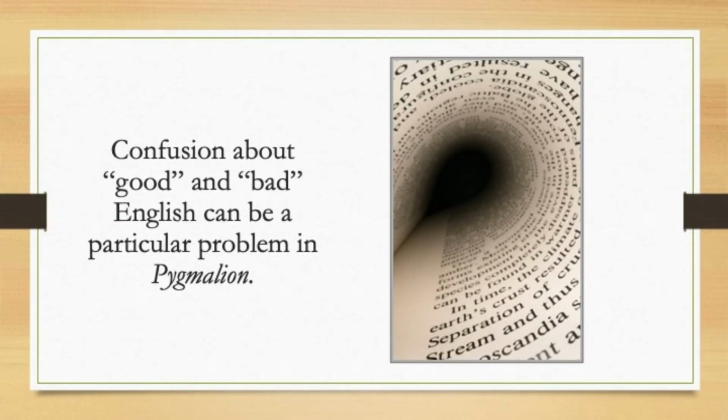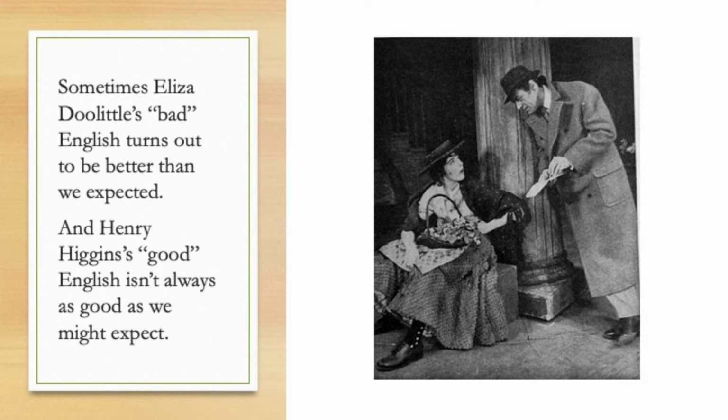Language experts say that we often misperceive language, confusing good and bad usages. Confusion about good and bad English can be a particular problem in Pygmalion. Sometimes Eliza Doolittle's bad English turns out to be better than we expected. And Henry Higgins's good English isn't always as good as we might expect. I'll have more to say about this soon.